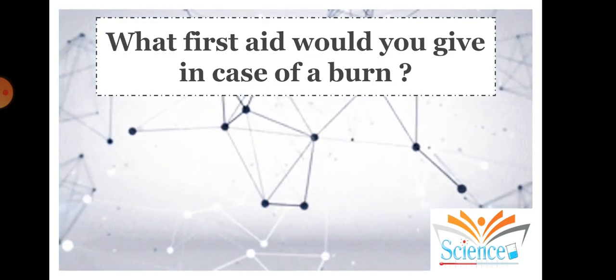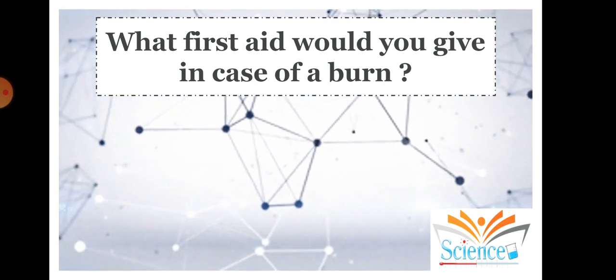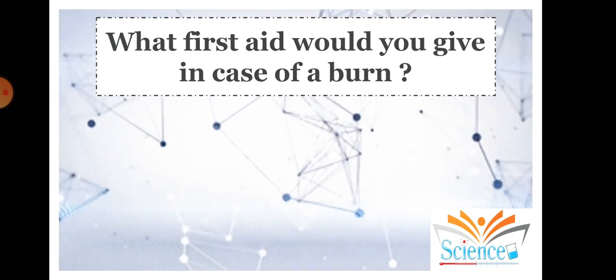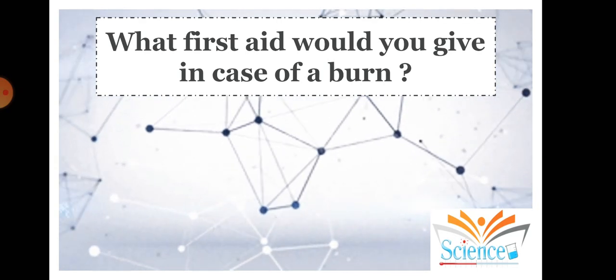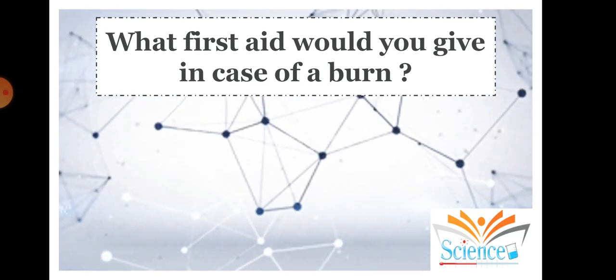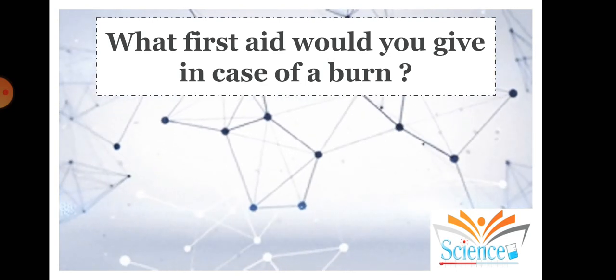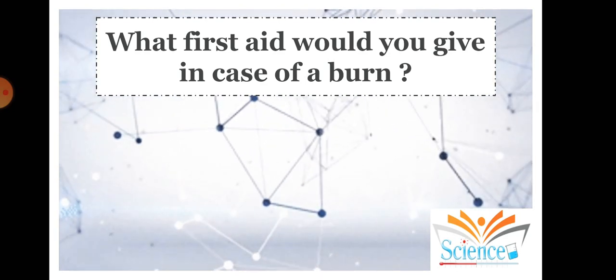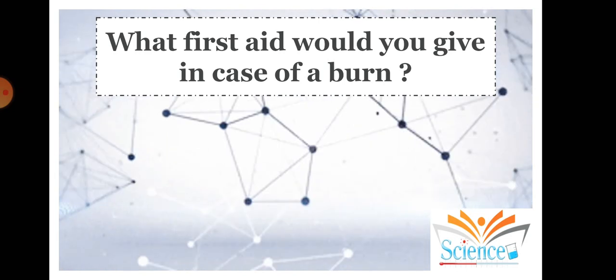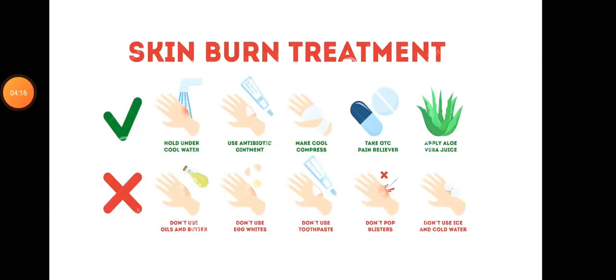So what first aid would you give in case of a burn? We discussed this already. What would you do? Would you wash it with plenty of water? Would you apply soap to it? In case of a burn, the first thing you should do is put the burnt area under cold water. It's only in an animal bite situation that we use soap and water to clean the wound, and then we apply the antiseptic ointment. Here in this picture, it gives you a brief idea as to how skin burns can be treated.